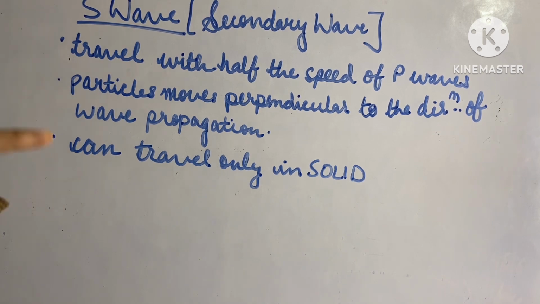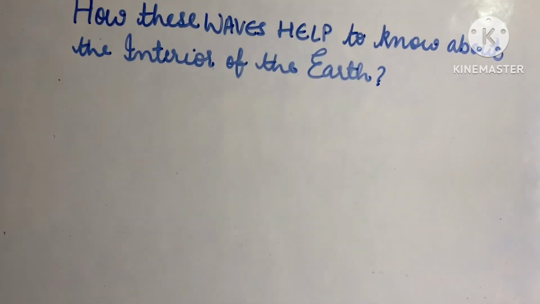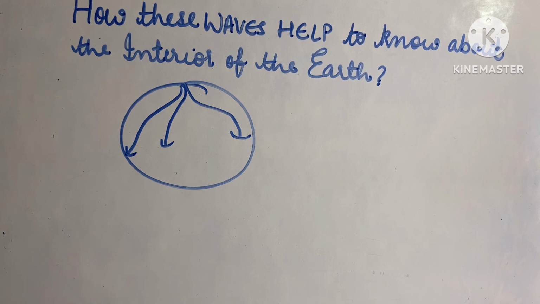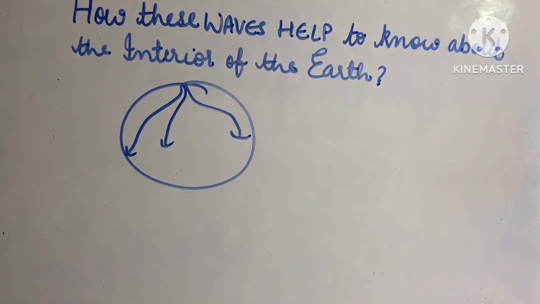So how do these waves help in studying the interior of the earth? As the waves travel in the interior of the earth, there is a change in direction as well as velocity of the waves. The change in the direction and the velocity is due to the change in the densities of the medium through which P and S waves pass.